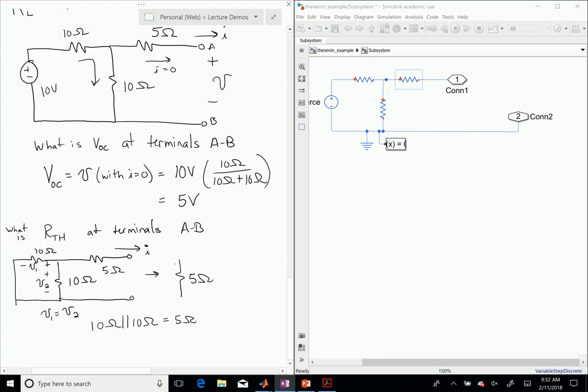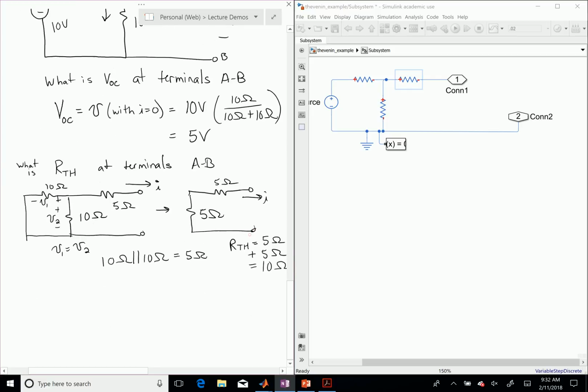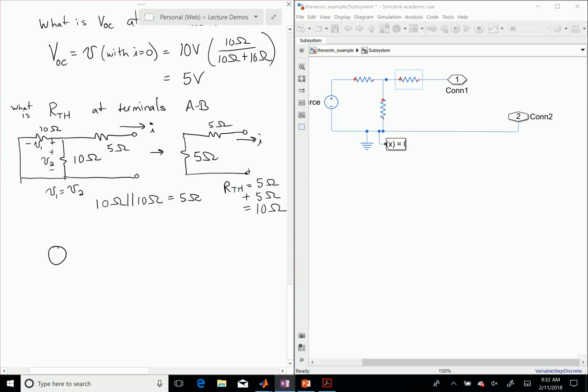So I can simplify this circuit to this, like that. And then I have a current I flowing out. Pretty clearly, the total resistance that I see is the series combination of the 5 and 5. So 5 ohms plus 5 ohms equals 10 ohms is the total resistance. So for this particular circuit, I have VOC equal to 5 volts, and I have R Thevenin equal to 10 ohms. Okay.